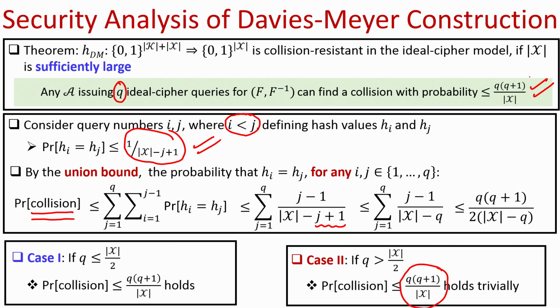That means if q is some polynomial function in the security parameter, and if x is a significantly large quantity, say exponentially large in the security parameter, then overall this probability turns out to be a negligible function in the security parameter. And that is why we can now safely conclude that the Davis-Meyer construction is collision resistant in the ideal cipher model, and the adversary, by evaluating the Davis-Meyer function for q messages in the ideal cipher model, could not come up with a collision except with negligible success probability. So, that brings me to the end of this lecture.